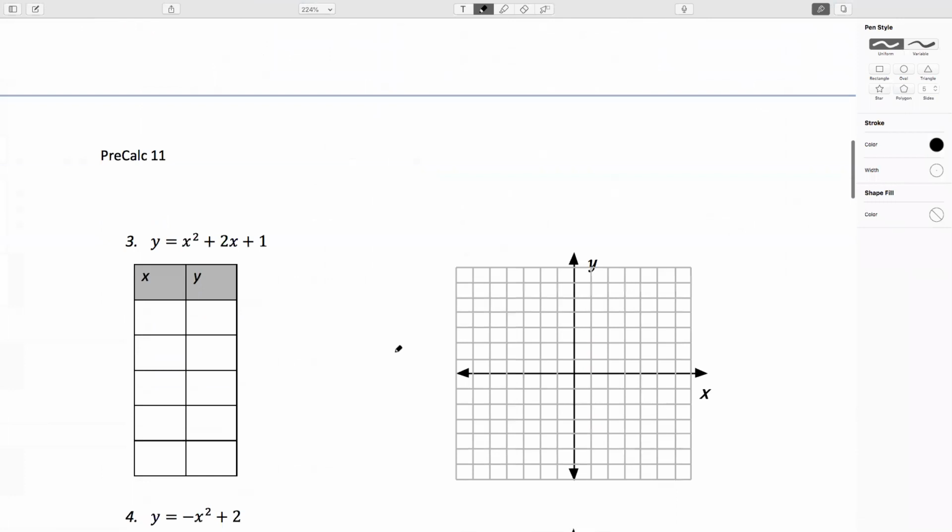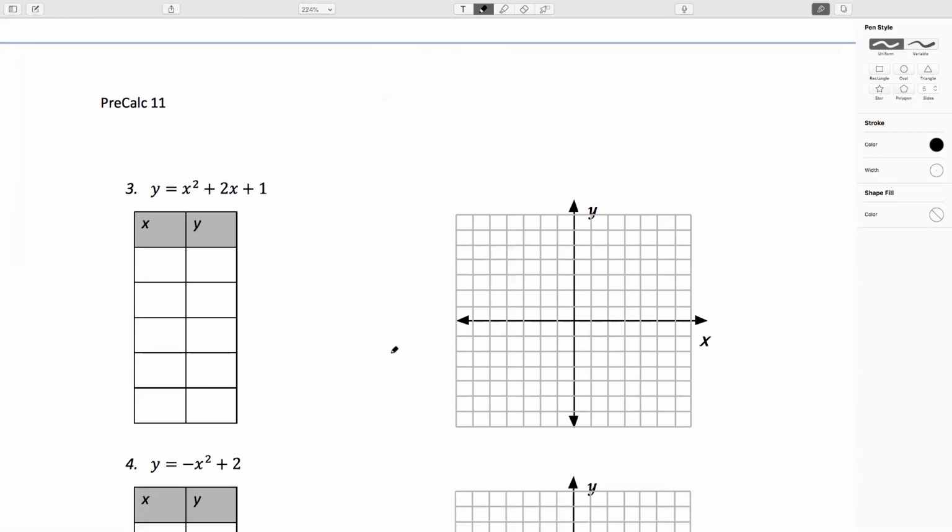All right, let's try a little bit more of a tricky one. x squared plus 2x plus 1. Now, you can go ahead and plug -2, -1, 0, 1, and 2 in for x. And I'll show you how to do that for the first one. This would be equal to -2 squared plus 2 times -2 plus 1. And that's going to work out to just 1.